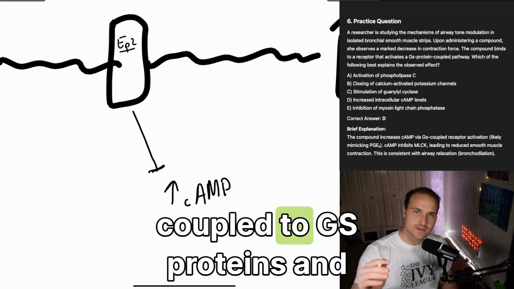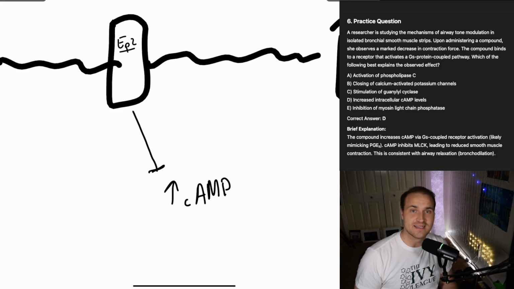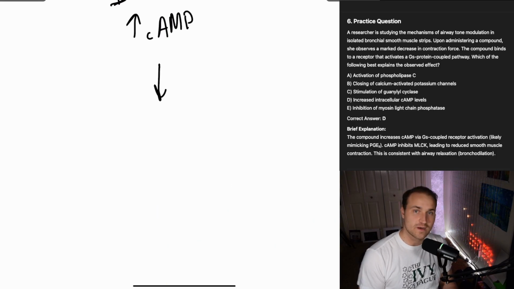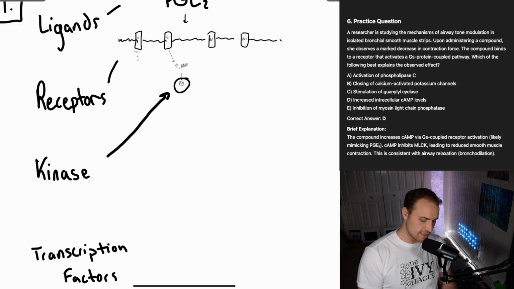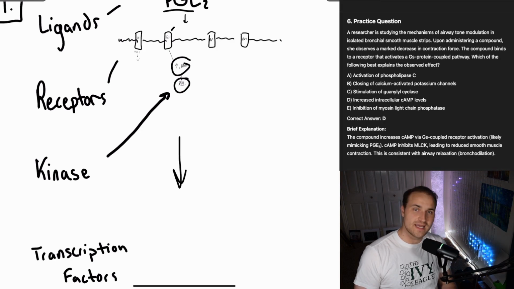Let's look at EP2 and EP4. These guys are coupled to Gs proteins, and so they activate adenylate cyclase. The effect is increased cAMP. What does increased cAMP do? Well, that activates protein kinase A. So now we've activated protein kinase A through cAMP because we activated our receptor through PGE2. PKA will then go along and phosphorylate CREB.